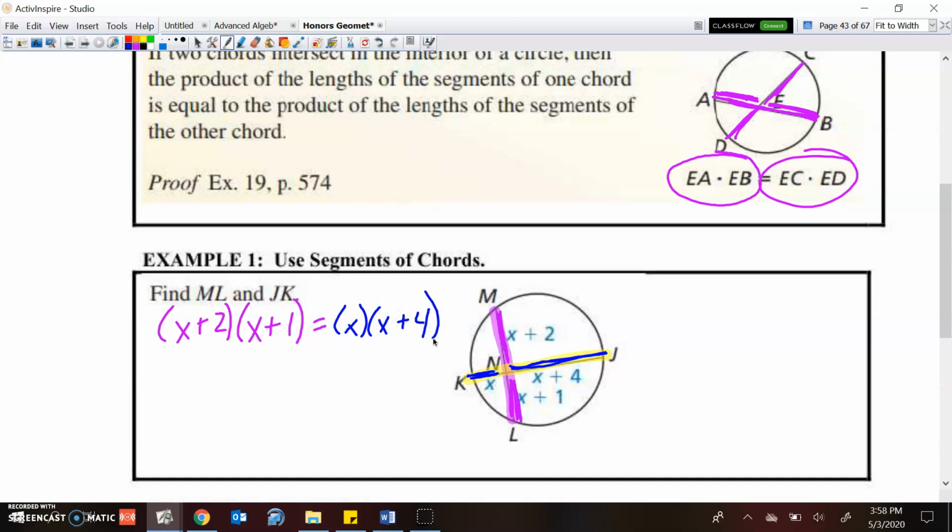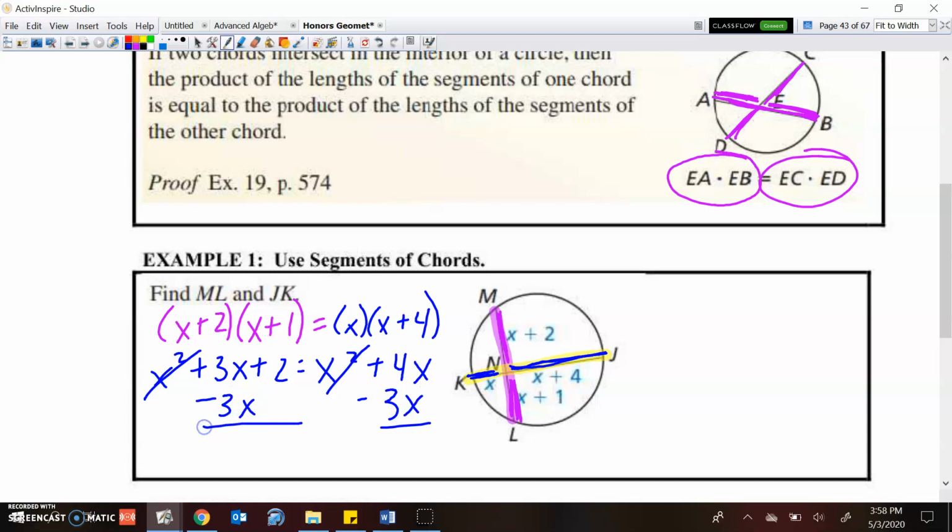Now I can solve this. This is our algebra work. We're going to FOIL, so x squared plus 3x plus 2 equals x squared plus 4x. If I subtract my x squareds, they cancel out. Then I have 3x plus 2 equals 4x. I subtract 3x on both sides, leaving me with 2 equal to x. That tells me the value of x, but they want to know these actual lengths, so I'm going to do it one step further.